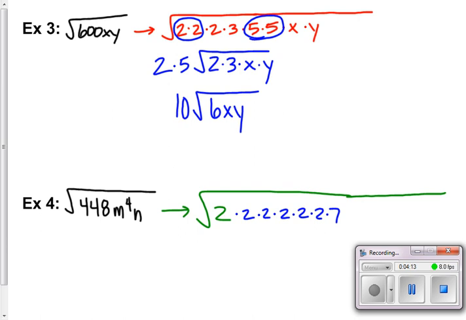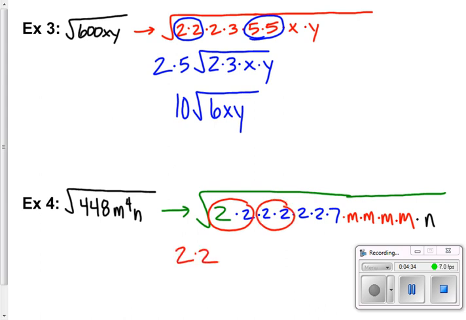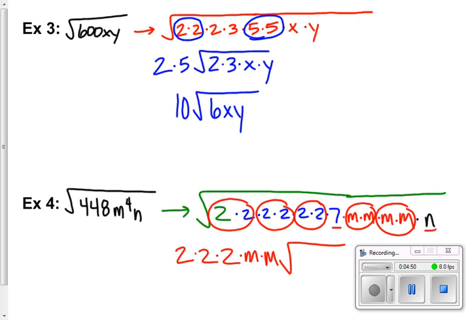Under my radical, numerically, this is what I'd have: 6 2's and a 7, along with 4 m's, and we'd have 1 n. With the square root, go ahead and combine some pairs here. It looks like I can move a 2 to the outside, another 2 to the outside, another set of 2's, and m's. I can move out one set of m's and a second set of m's. So I'd have m and m. Inside the radical, we have a 7 left over and an n left over.